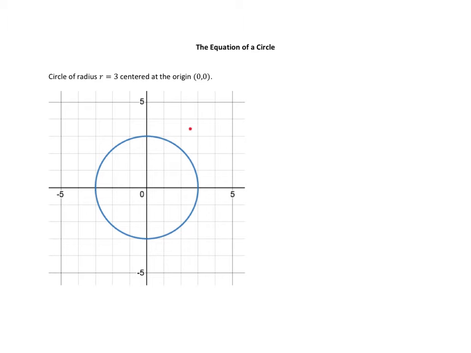Now, what is the equation that you would enter into Desmos to actually get this picture? The equation is x squared plus y squared is equal to 9. If you put this into Desmos, it'll give you this picture. Now, where does this thing come from? And the answer is it comes from the Pythagorean Theorem. Let me show you why.